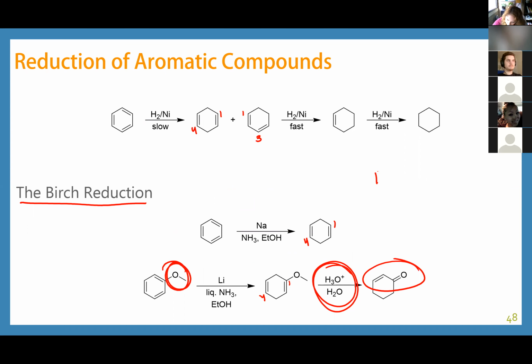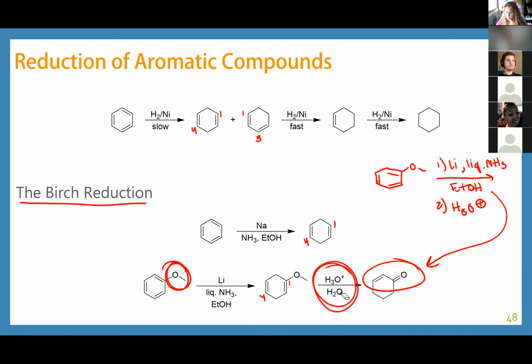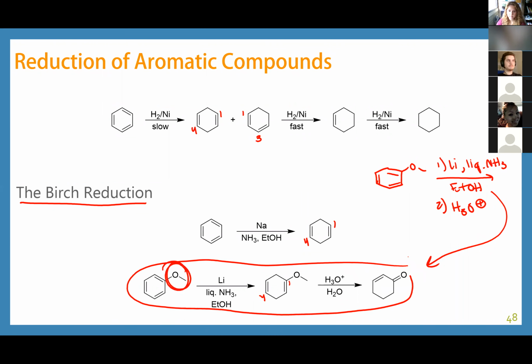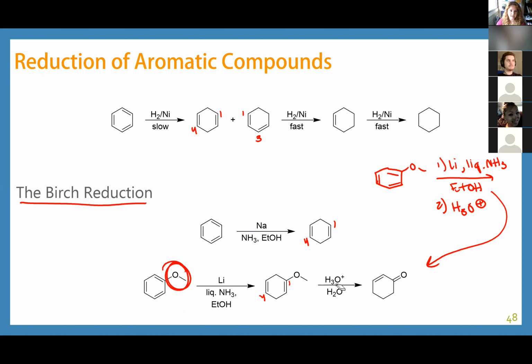So yeah, you could also see it written out in one step, or not one step, but one arrow. So anisole to get to here. So this is kind of your token freebie problem. If you remember this, you have one question that you can get every time. So you're welcome to flashcard the Birch reduction.